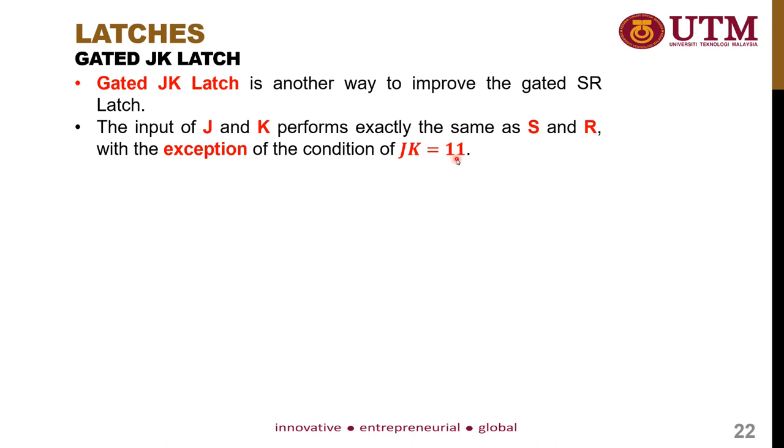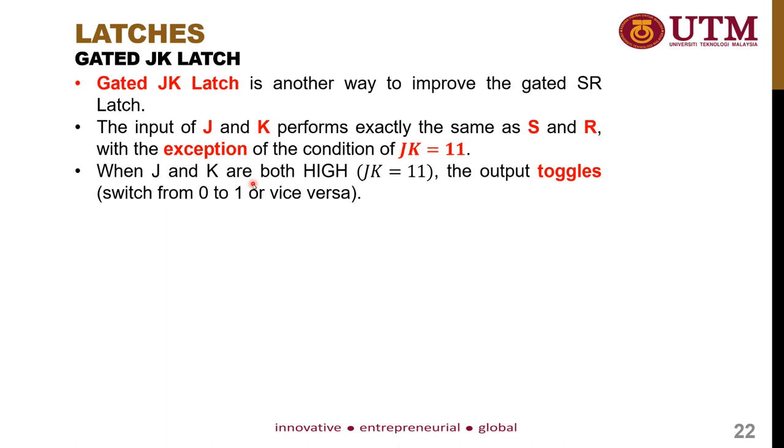When J and K are both high, it means that when we set J and K equal to 1-1, the output will toggle. So it will switch from 1 to 0 or 0 to 1, or vice versa.